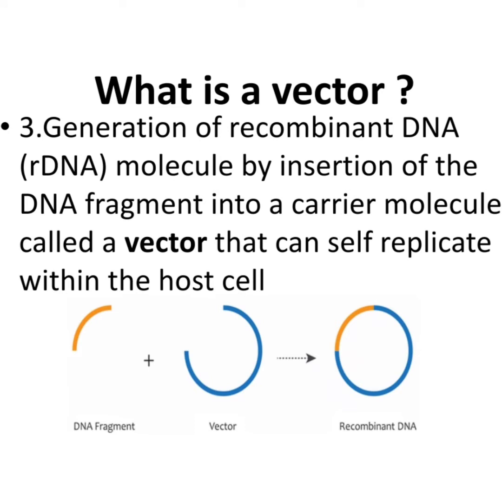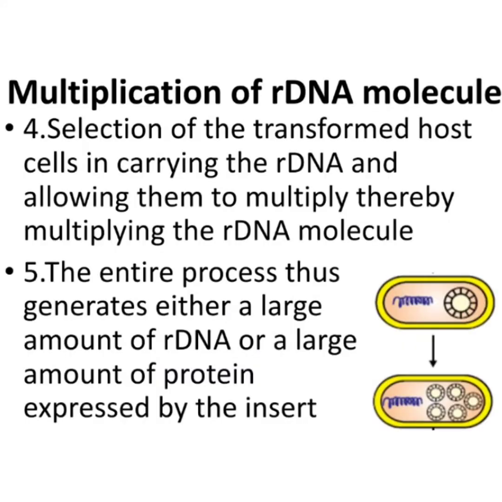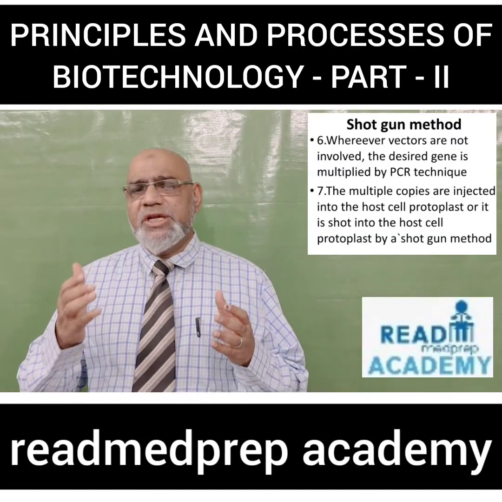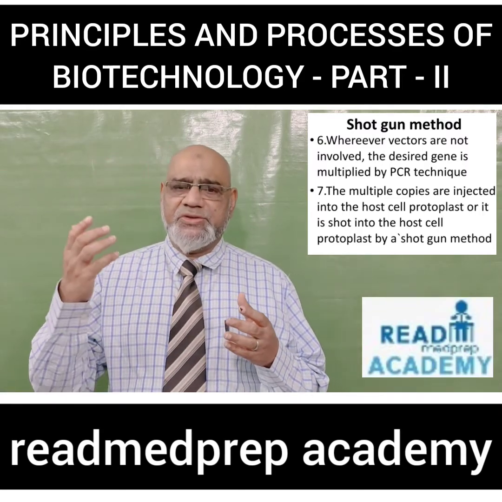Here you can see in the image a DNA fragment which is to be inserted, called the insert, and a vector which is a carrier DNA molecule. When both are combined, you get a recombinant DNA. Then selection of the transformed host cells carrying the rDNA and allowing them to multiply, thereby multiplying the rDNA molecule. The entire process thus generates either a large amount of rDNA or a large amount of protein expressed by the insert. Wherever vectors are not involved, the desired gene is multiplied by polymerase chain reaction technique.